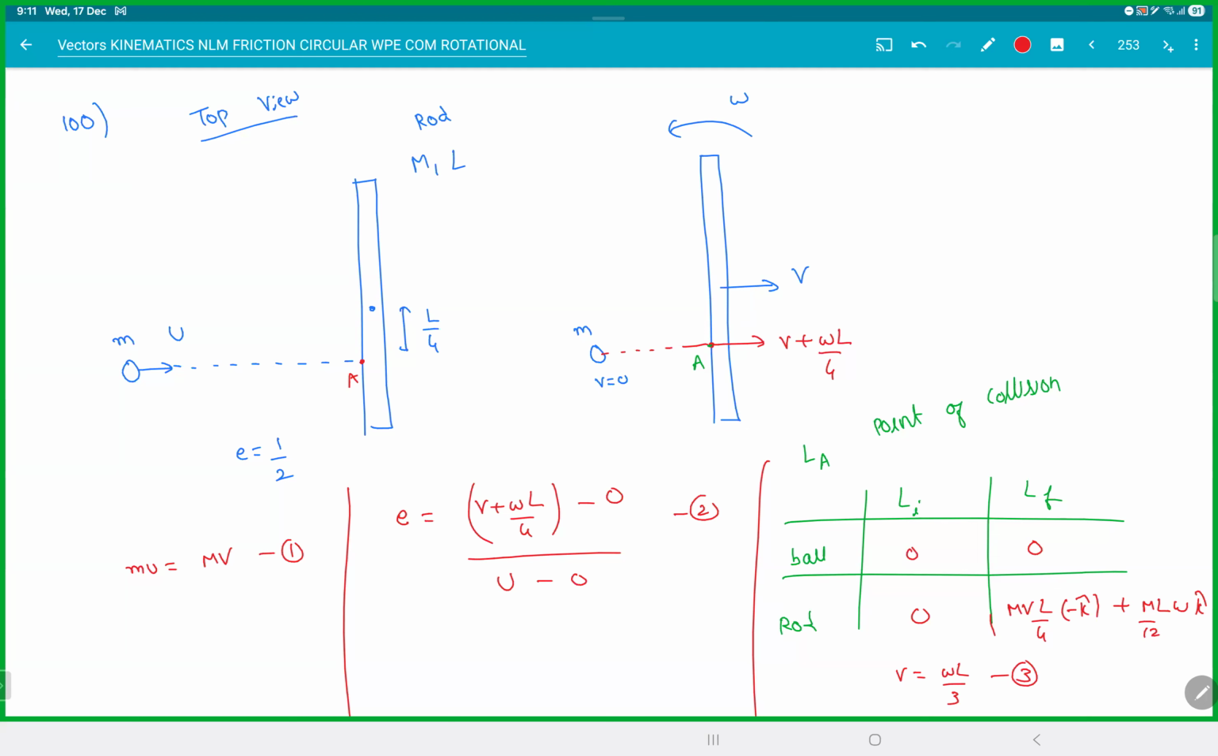In these rod and ball collisions, this is the process you follow: linear momentum, restitution, and angular momentum. For angular momentum, preferably you take the point of collision, that saves you time. Clear with this?